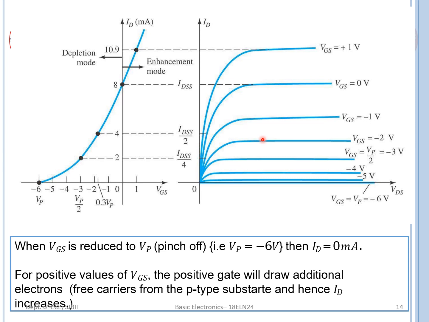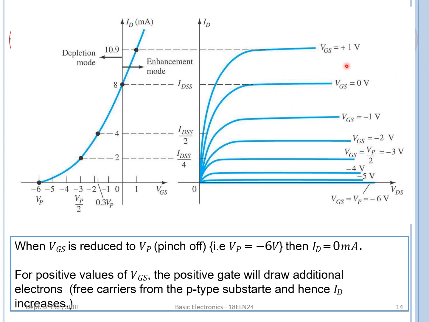If a positive gate potential is applied instead of the negative gate potential, the device acts similar to the enhancement type. So as VGS increases positively, free electrons are induced in the n channel, which enhances the channel's ability to conduct, and ID increases. Thus the depletion type MOSFET is now going to act as an enhancement type MOSFET here.